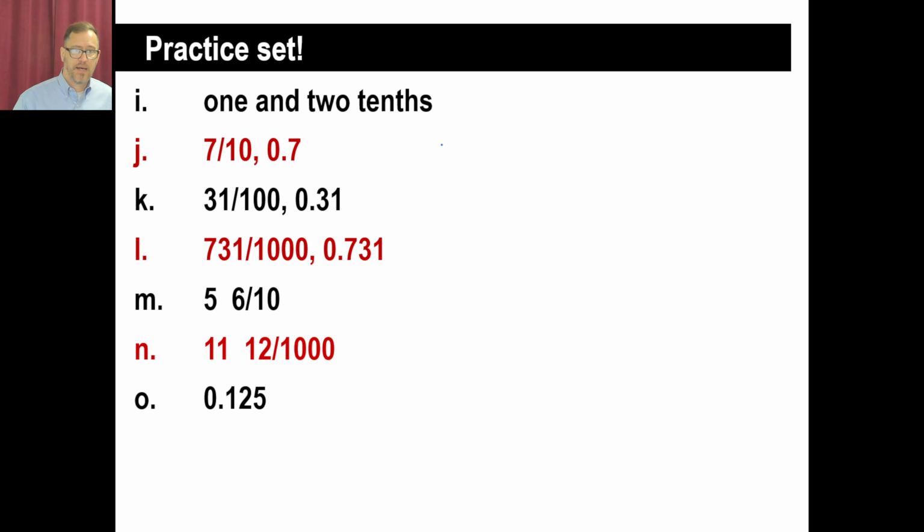All right. Let's go back. I is 1 and... Excuse me. That's not right. Is it? Did I do? Oh, yeah, that was 1 and 2/10. Correct. J is 7/10. There you go. 0.7. 31 hundredths. Check those out. Those should be pretty straightforward. And the last one, 0.125, 125 thousandths. Make sure you can do that.